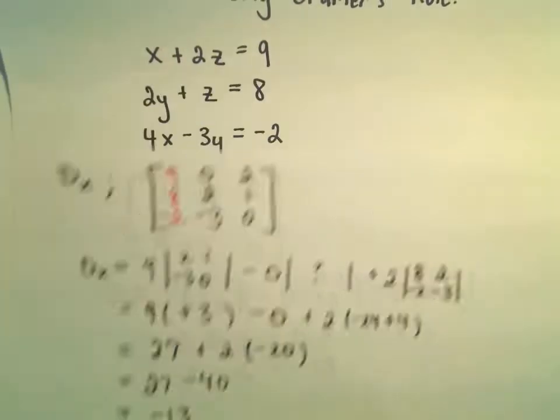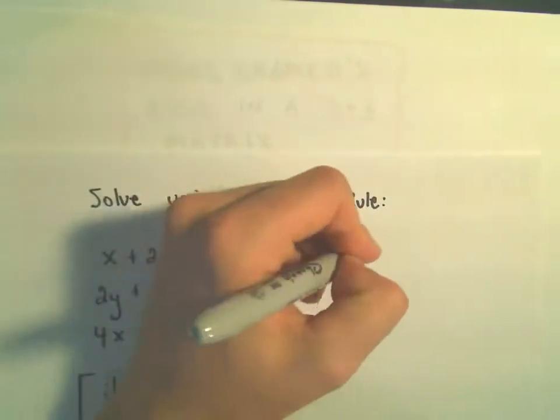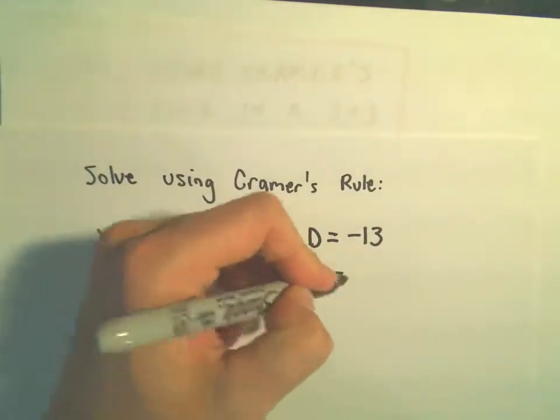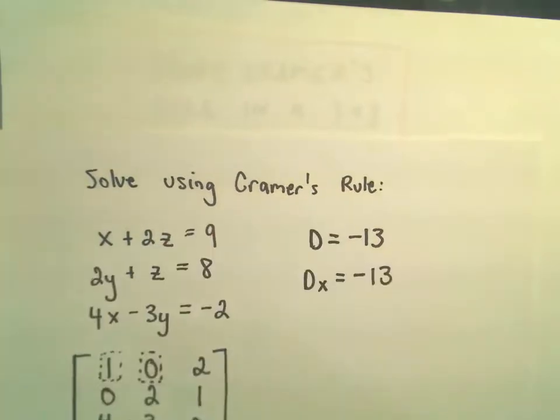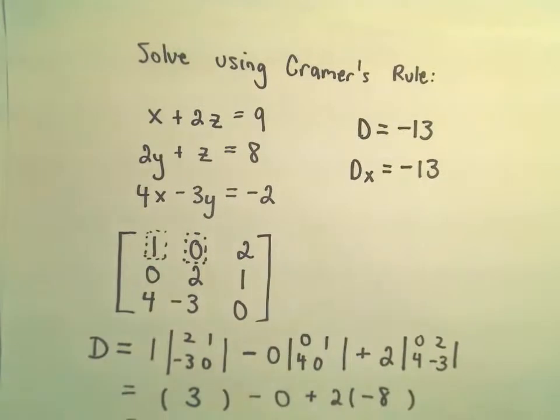So let's see, so we figured out d back here was negative 13. I'm going to keep them all over here to keep it organized. We now figured out our d sub x value was also negative 13. Alright, so next we have to compute our little d sub y value.